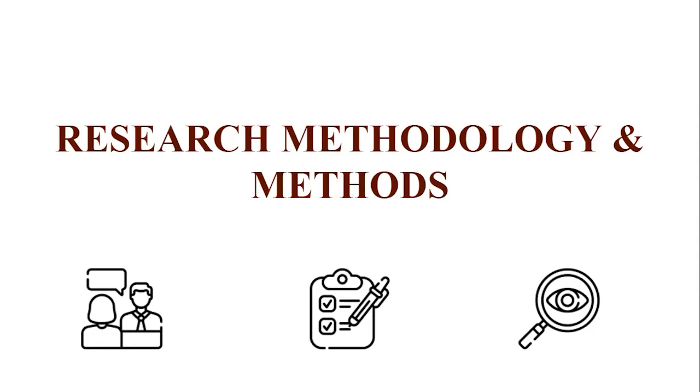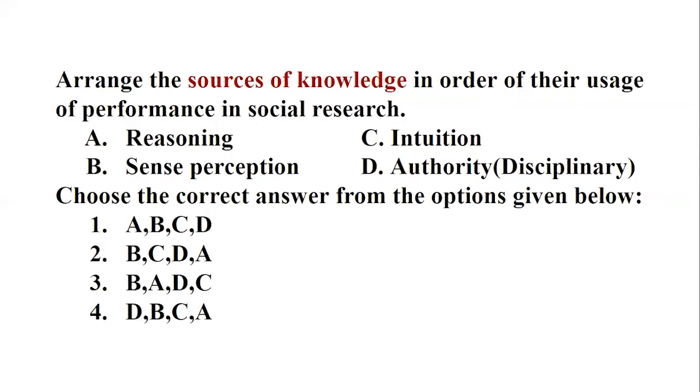So let's move to our first question. Arrange the sources of knowledge in order of their usage or performance in social research. So the question means you have to arrange the sources of knowledge. These are sources of knowledge: reasoning, sense perceptions, intuition, authority. These are different kinds of sources of knowledge. And you have to arrange these in order of their usage in social research.